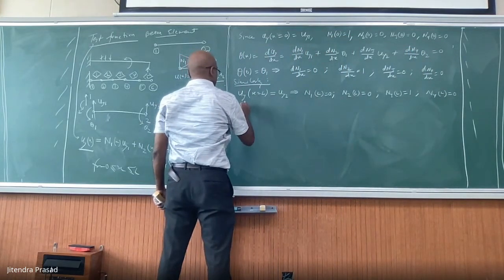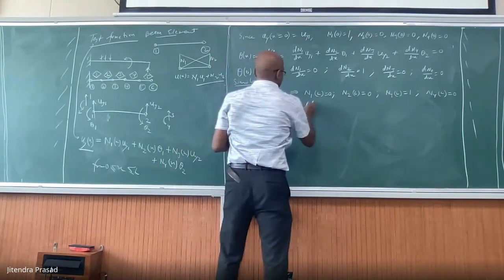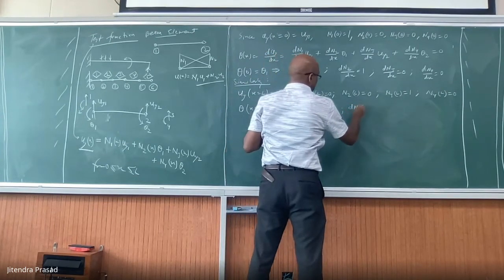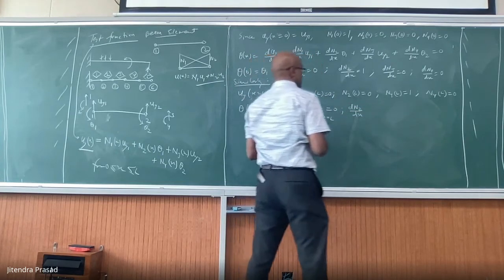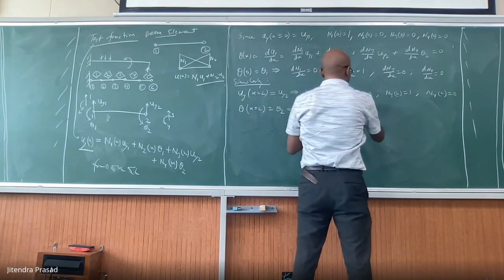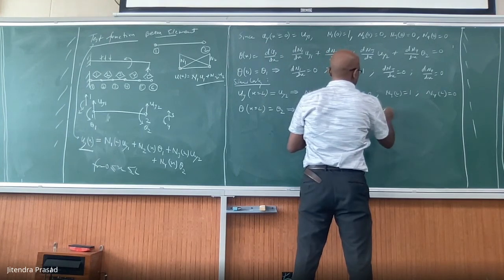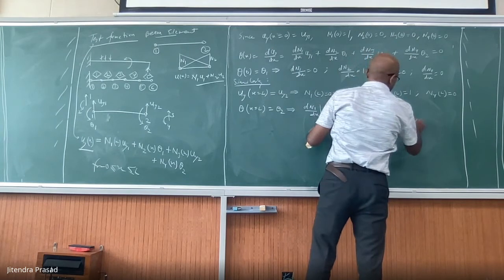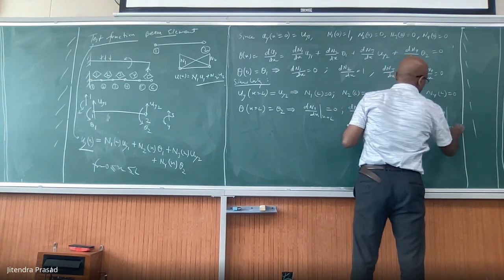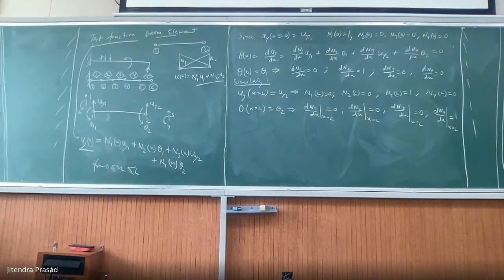Similarly, theta at x equal to L is equal to theta 2. That tells you dn1 over dx at x equal to L is 0, dn2 over dx at x equal to L is equal to 0, dn3 over dx at x equal to L is equal to 0, and dn4 over dx at x equal to L is equal to 0. These are the properties, and we have to find out accordingly.